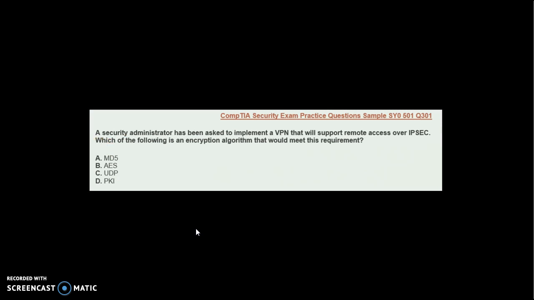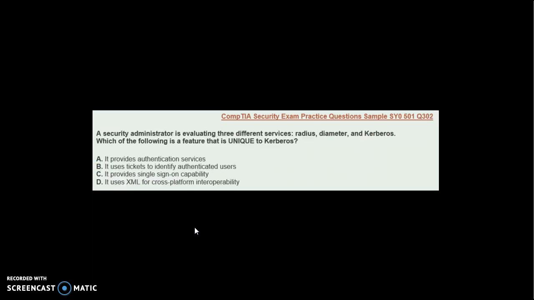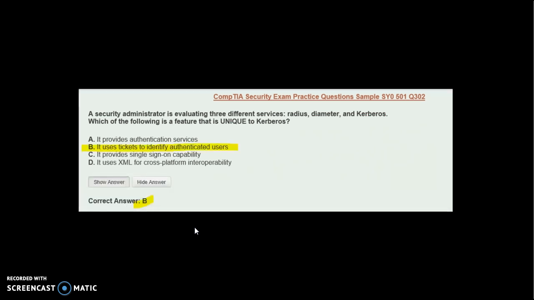The security administrator has been asked to implement a VPN that will support remote access over IPsec. Which of the following is an encryption algorithm that would meet this requirement? And that is AES. Security administrator is evaluating three different services: RADIUS, Diameter, and Kerberos. Which of the following is a feature that is unique to Kerberos? That is B. It uses tickets to identify authenticated users.